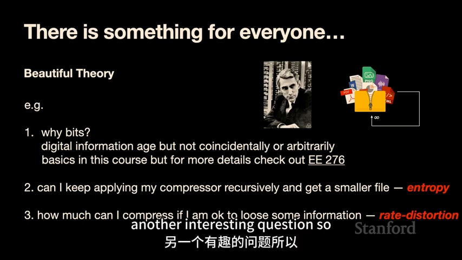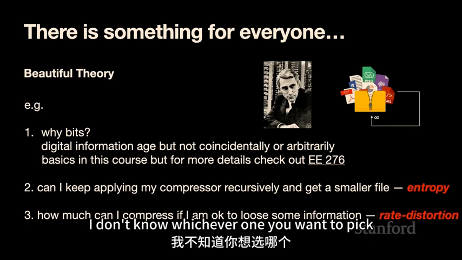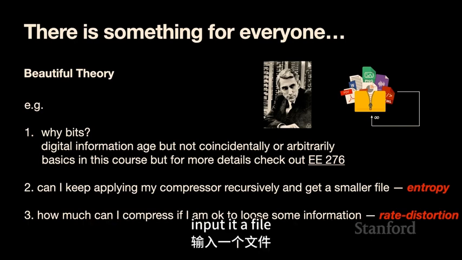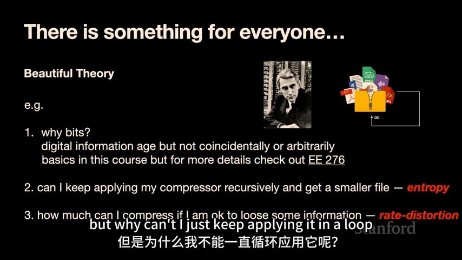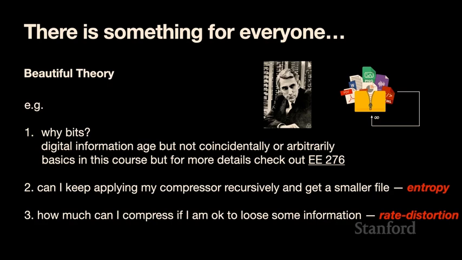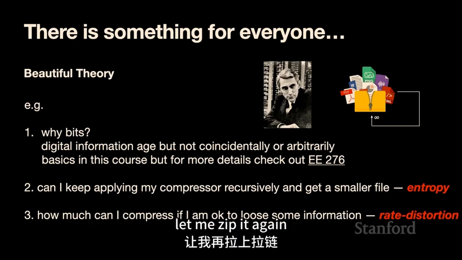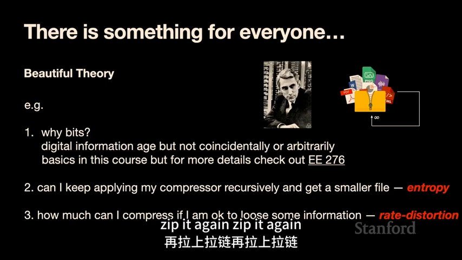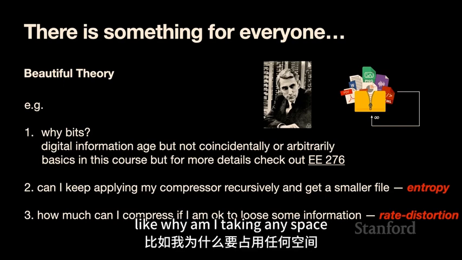Okay. Another interesting question. So take your favorite compressor, whichever one you want to pick. Input a file. I don't know if you have ever thought of it, but why can't I just keep applying it in a loop? Whatever output I get out of, I don't know, zip, let me zip it again, zip it again, zip it again. Why am I not able to get to 0 bytes? Like, where am I taking any space?